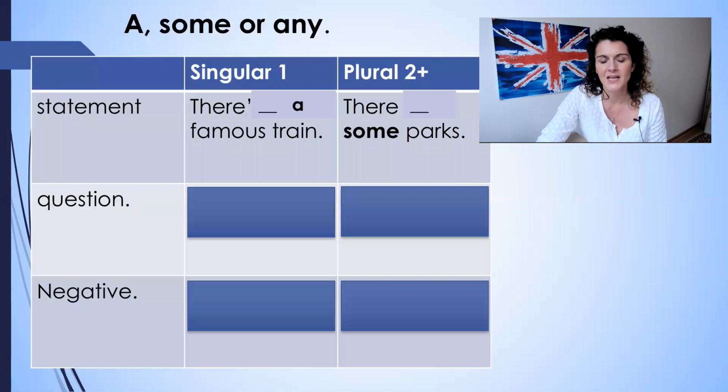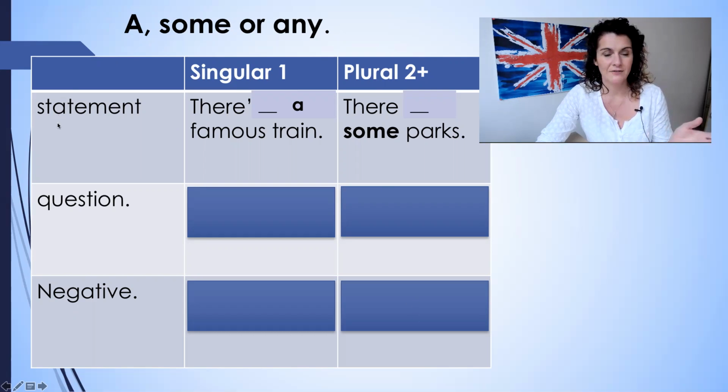Brilliant, well done. So what I want to look at is the use of a, some, or any in those sentences. And we're going to do that by looking at some examples. So here we have some singular and plural phrases. And first we have some statements. Statements are positive phrases.